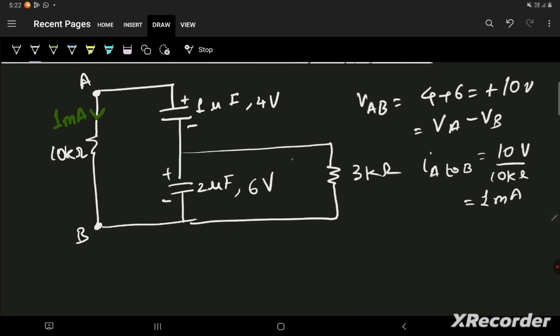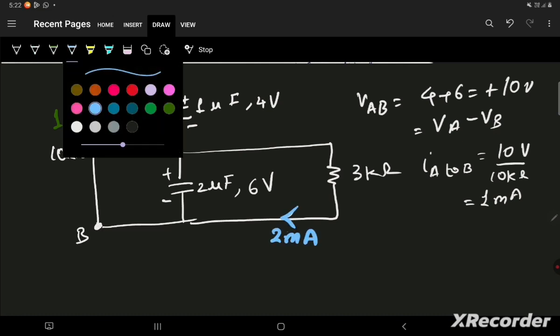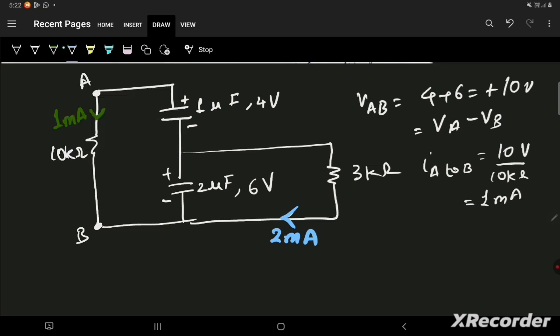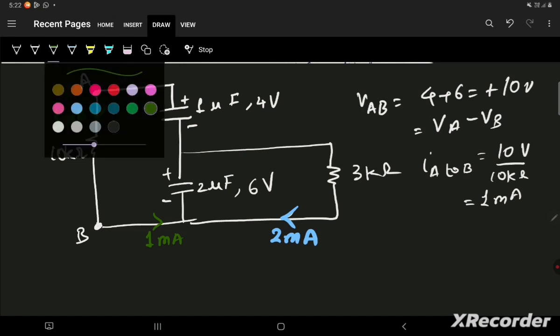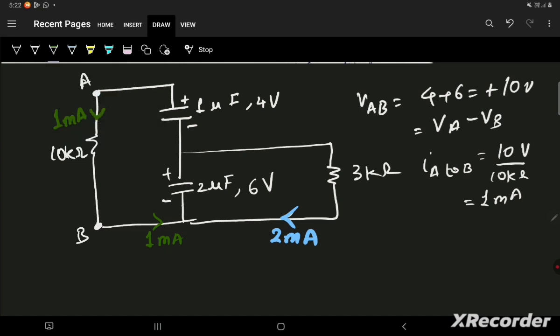Now similarly consider the loop I am showing. Here the potential drop across the 3 kilo ohm is 6 volts. So here the current would be 2 milliamperes. Here the current is 1 milliampere and here the current is 2 milliamperes. By adding the currents we'll get here 3 milliamperes. Similarly, through the 1 microfarad capacitor 1 milliampere will pass, and through the 2 microfarad capacitor 3 milliamperes will pass.